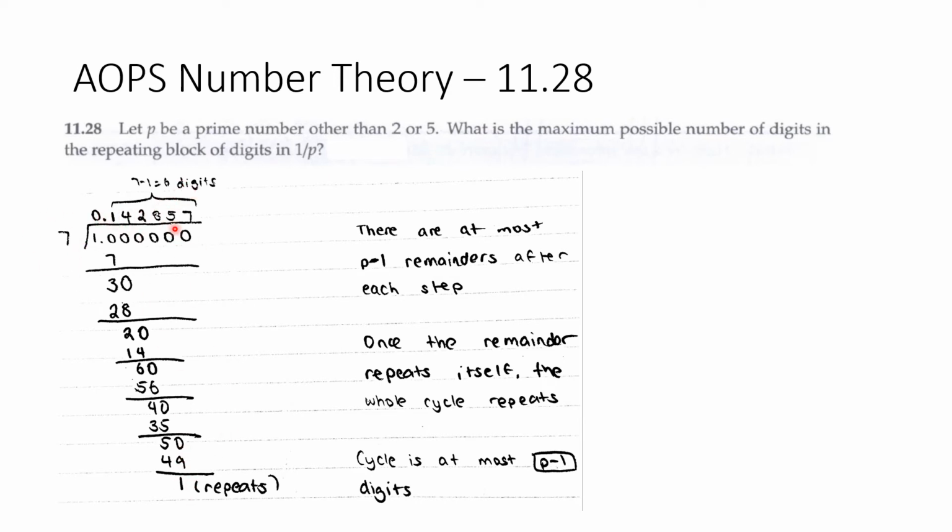This is because when it gets to P minus 1 digits, it goes back to 1. When it goes back to 1, it's basically like this all over again at the bottom. So this is the cycle. Once the remainder repeats itself, the whole cycle repeats. So the cycle is at most P minus 1 digits.